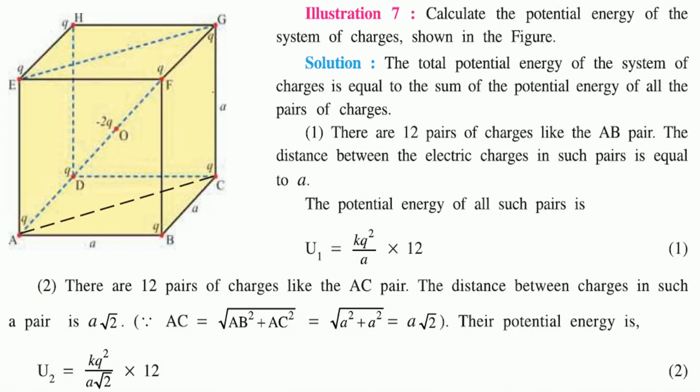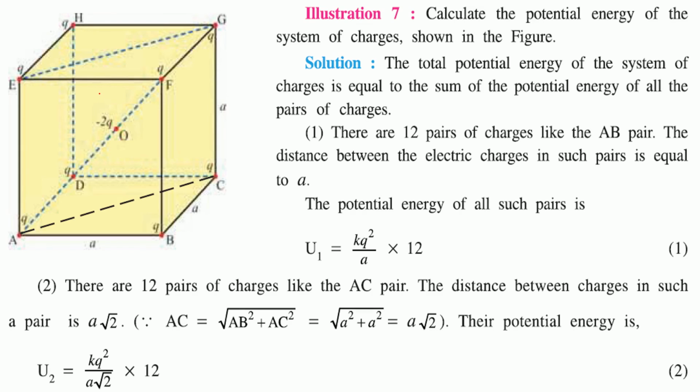Calculate the potential energy of the system of charges shown in this figure. But first, let us analyze this figure. The total potential energy of the system of charges is equal to the sum of the potential energy of all the pairs of charges. So we have to find out how many pairs there are.